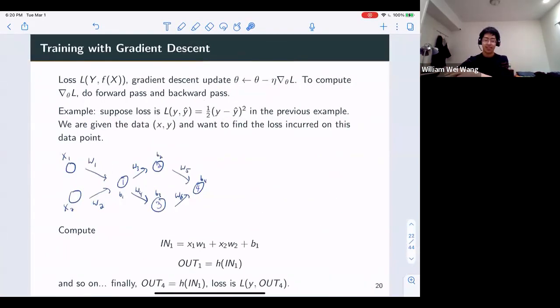How do you do gradient descent? Gradient descent is trying to optimize this network. So you're given a loss, where the loss of y and y hat is maybe MSE. Then you want to find the loss that you incur on this data point, and then you want to minimize this loss. Computing the loss is really the same thing: you just compute y hat, and then you plug it into this MSE equation. So this is what I wrote out last slide.